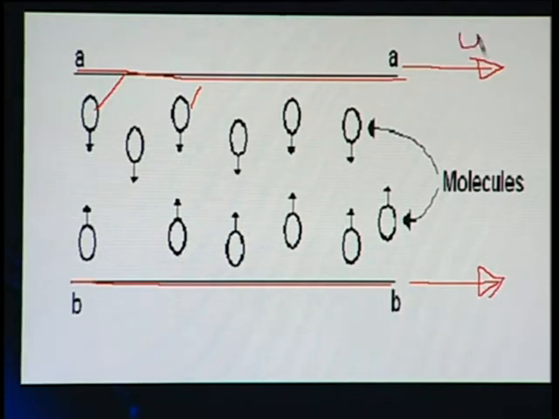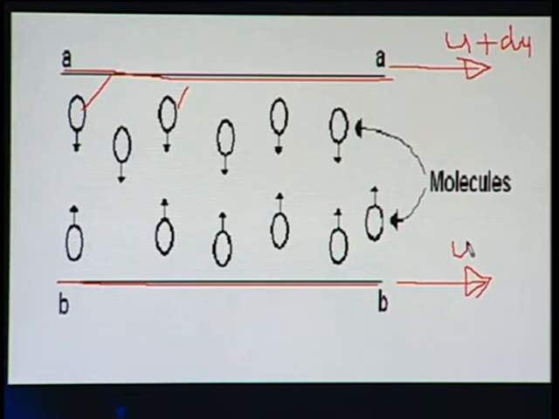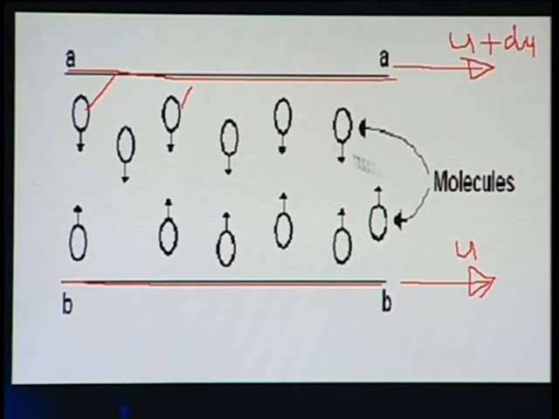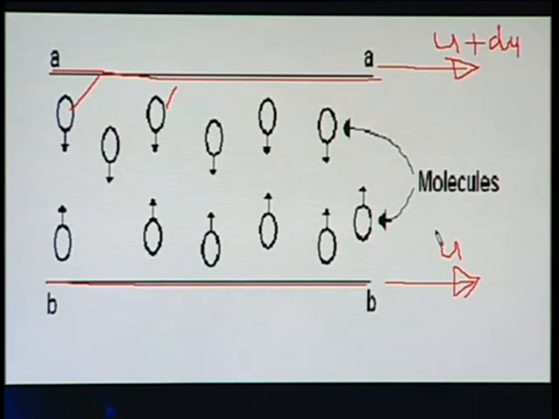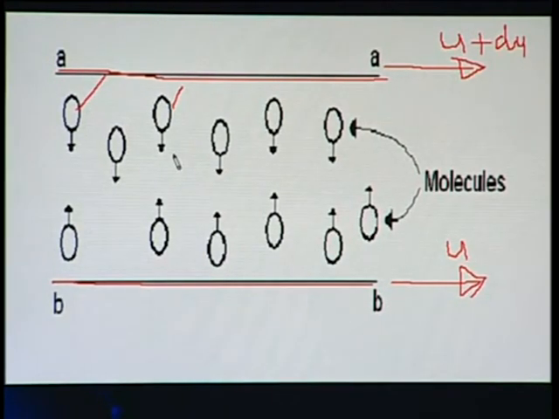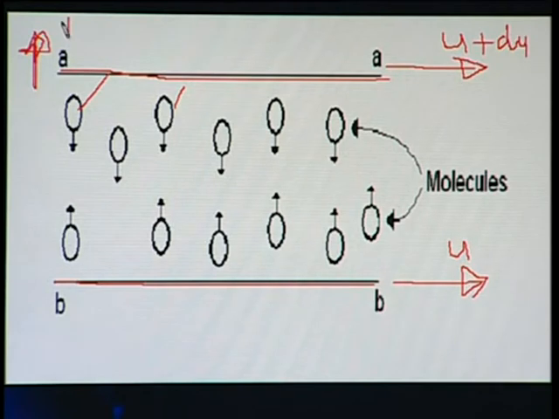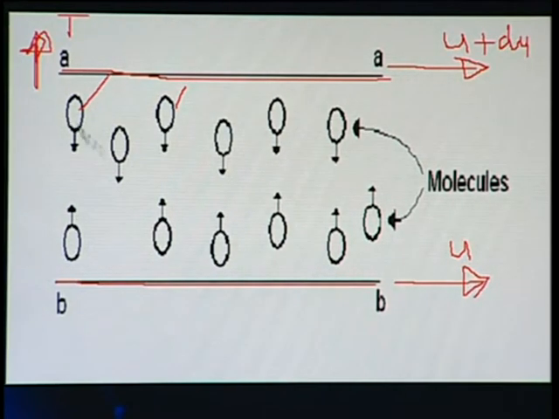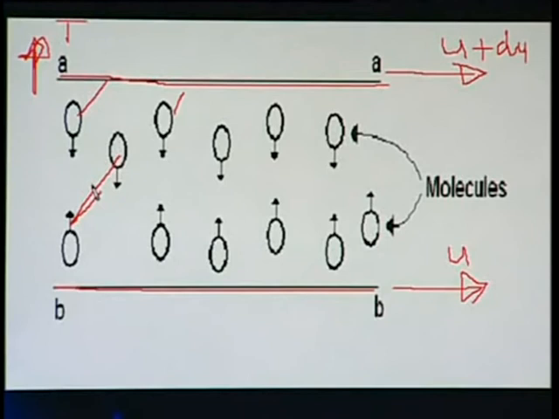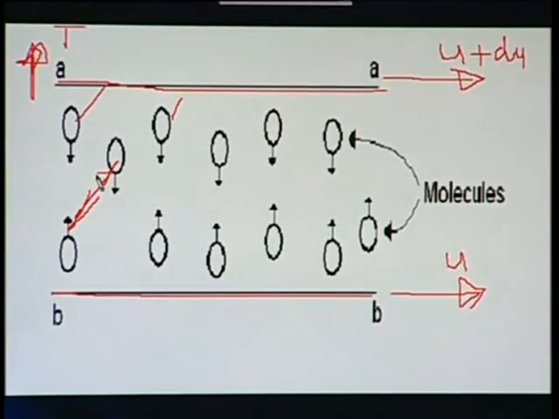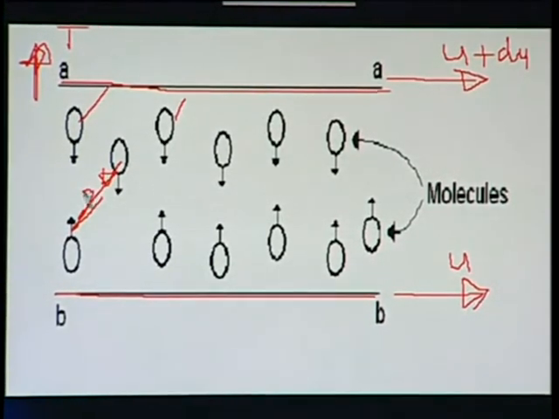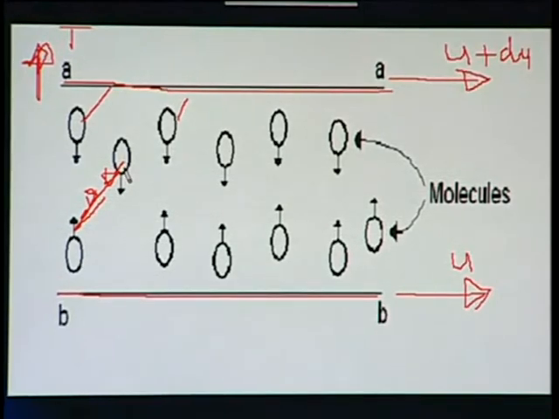Here velocity is u plus du, and this one is moving with velocity u. Now let us say these are the molecules of liquid, let us say for water. Now in case of water, if we increase the temperature, if temperature goes up, in that case the attraction between these two molecules is reduced, cohesive force is reduced.